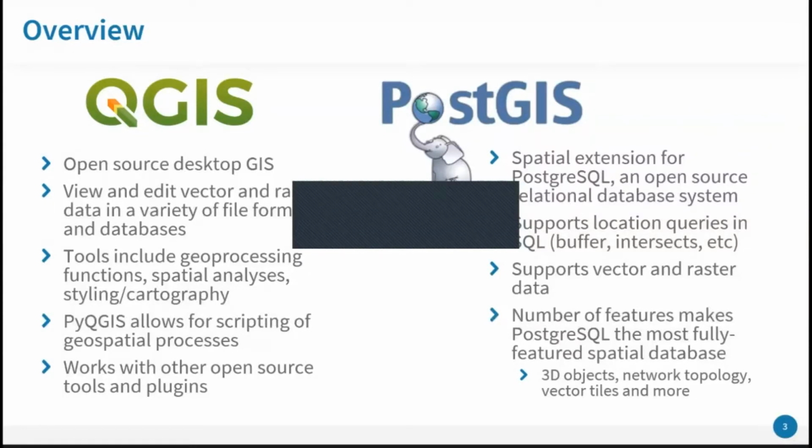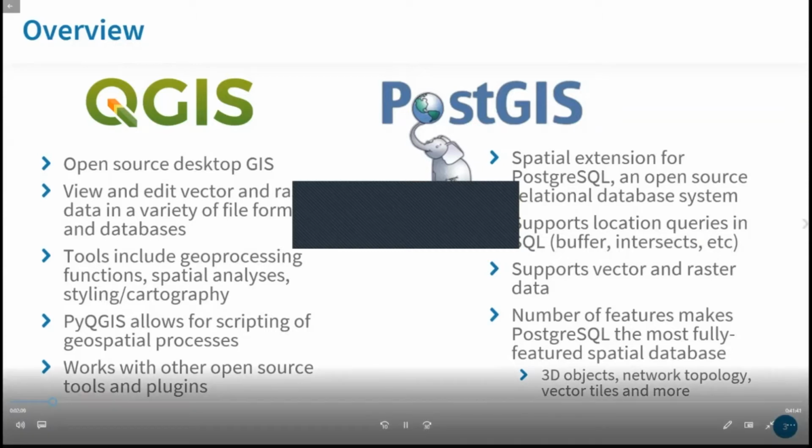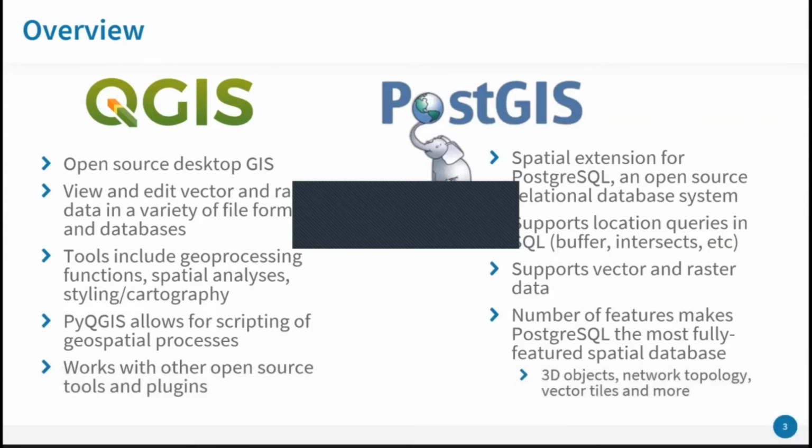So just to start out, QGIS, like I mentioned, is an open source desktop GIS. You can use it to view and edit vector and raster data in a variety of file formats and databases. And it has a lot of different tools, including geoprocessing functions, spatial analyses, styling, and cartography, as well as a Python implementation, PyQGIS, that allows for scripting of different geospatial processes. And there's a lot of contributors in the QGIS community, and they're always adding plugins and additional functionality.